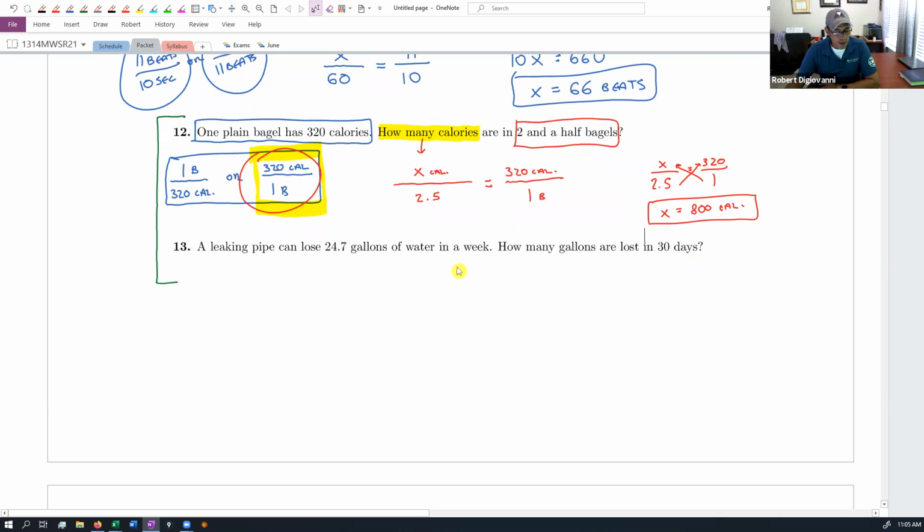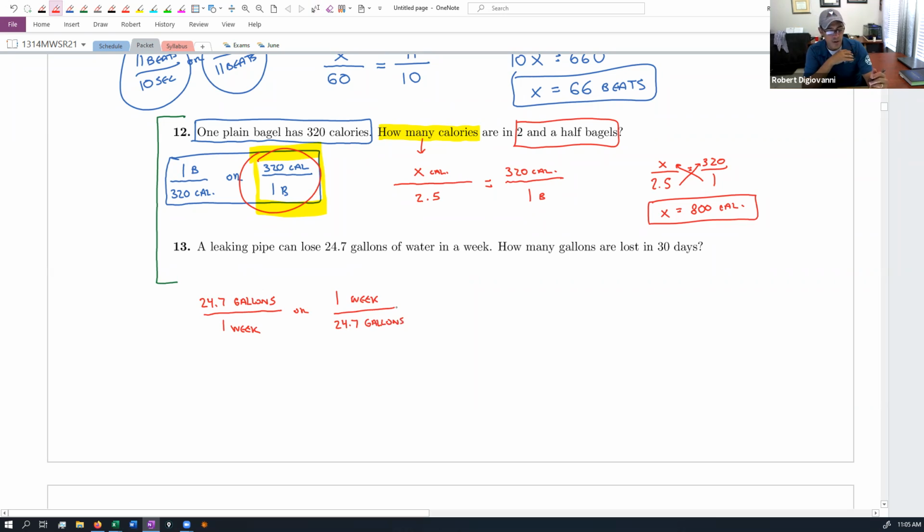Now the next one says a leaking pipe can lose 24.7 gallons of water in 1 week. So again, this is our given ratio. I'm going to put 24.7 gallons in 1 week, or I can do 1 week, you lose 24.7 gallons.